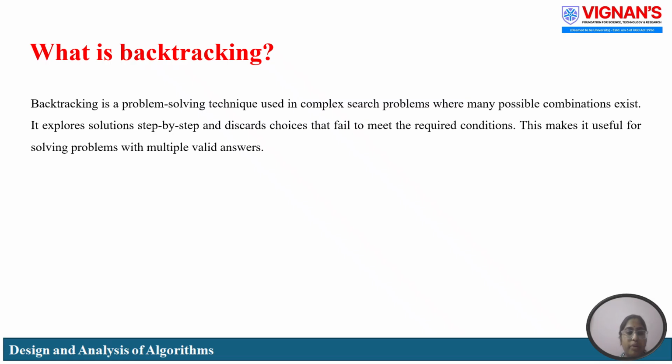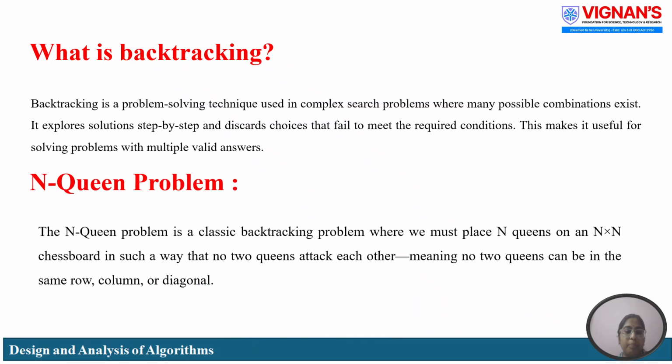So now we will know about the NQueen problem. What is an NQueen problem? The NQueen problem is a classic backtracking problem where we must place N queens on an n by n chessboard in such a way that no two queens attack each other, meaning no two queens can be in the same row, same column or same diagonal.